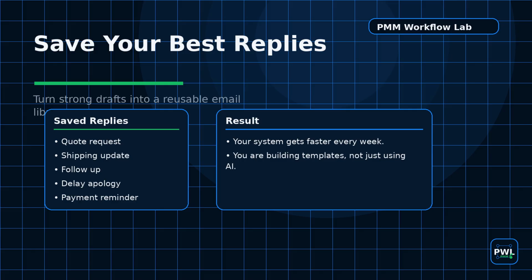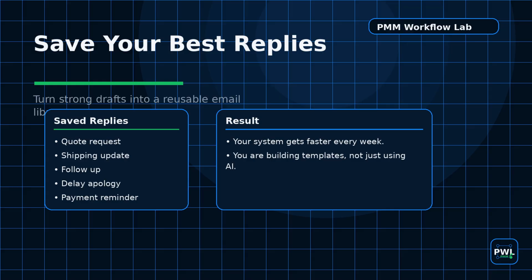A strong reply does 4 things. It acknowledges the problem, it explains the reason without making excuses, it gives the new timeline, and it gives the customer a next step. That is the structure you want for almost every problem email.